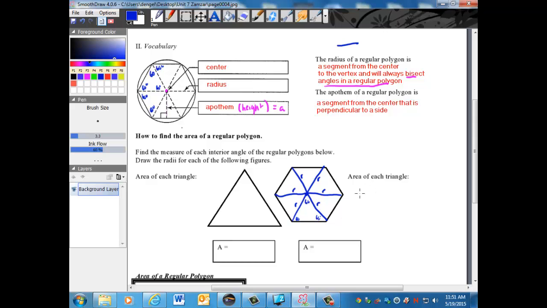So if I wanted to find the area of this whole shape, the area of my hexagon would be to find the area of one triangle and multiply it by 6 because we have 6 triangles. Okay, so if I do that, I would get 1/2, and then I would use base times height and then multiply it by 6.